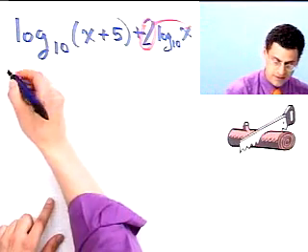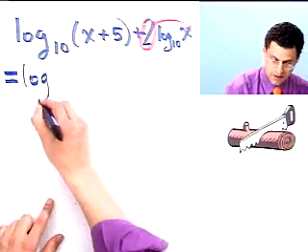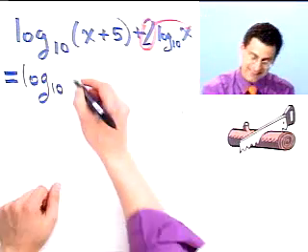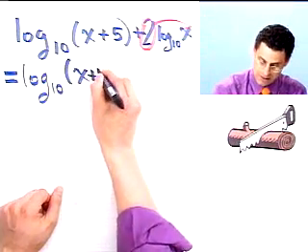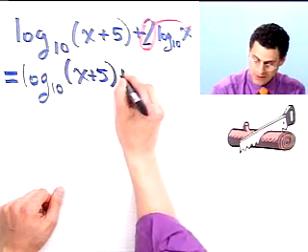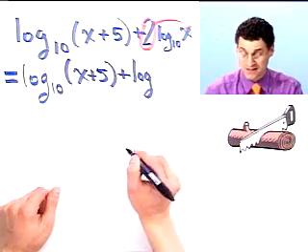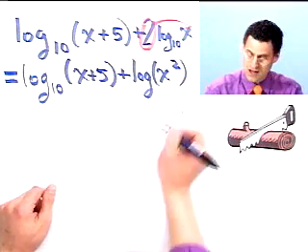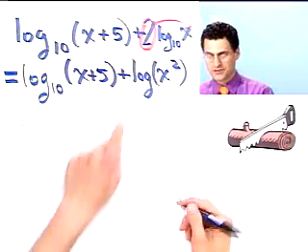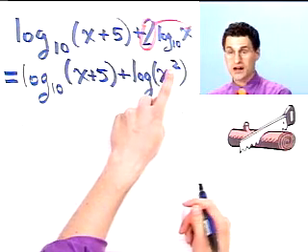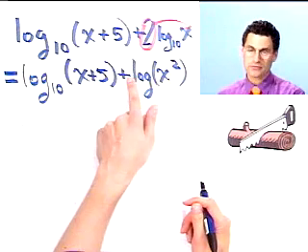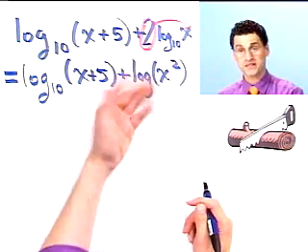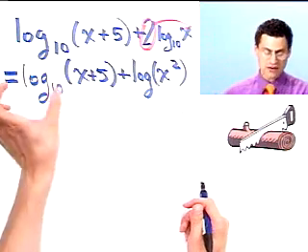So this equals log base 10, I wouldn't want to write base 10 anymore, of x plus 5, plus log of x squared. And what that means is that it's the log of x squared. Do you see how that 2 went up to here? I could bring it back down again, or I could bring it up. They're both the same. So I'm going to write it this way, though, because now I've got a log of something plus a log of something.